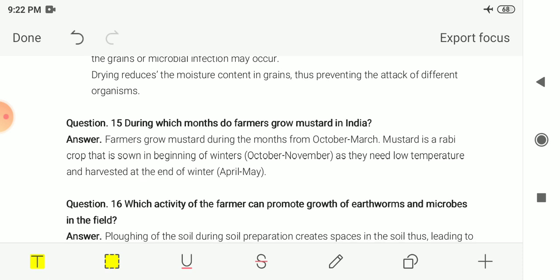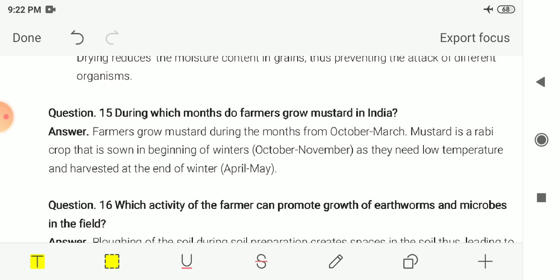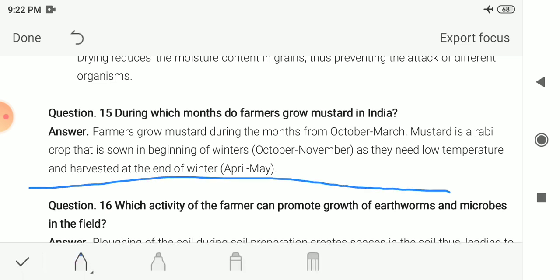Now next question is number 15. During which months do farmers grow mustard in India? Mustard crop is grown in which month in India? So farmers grow mustard during the months from October to March.